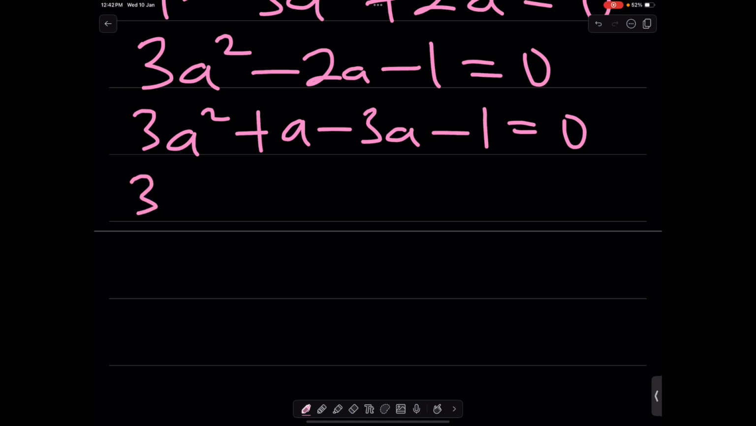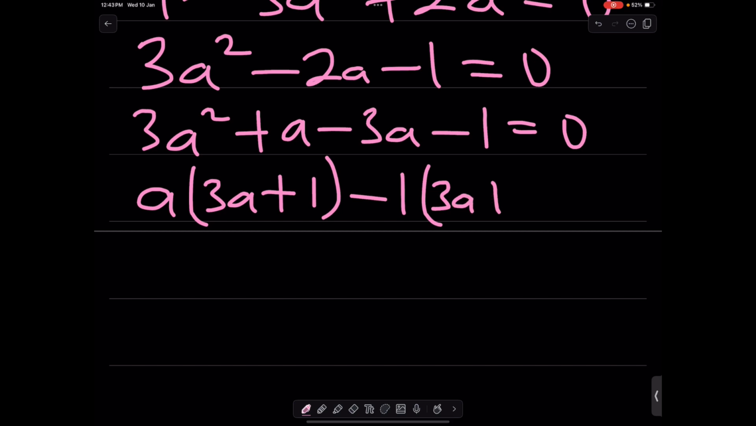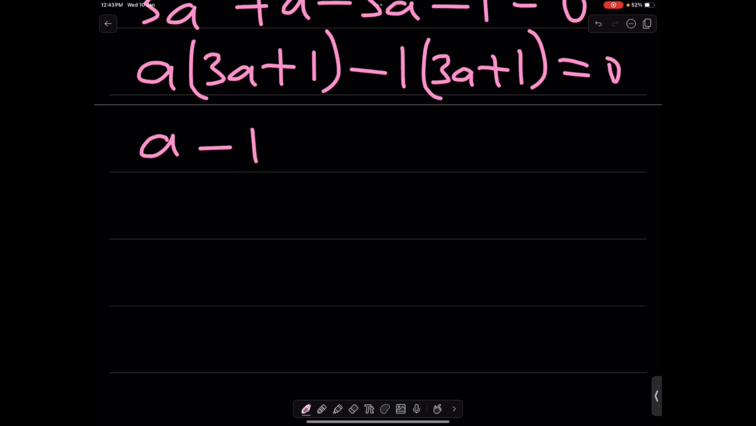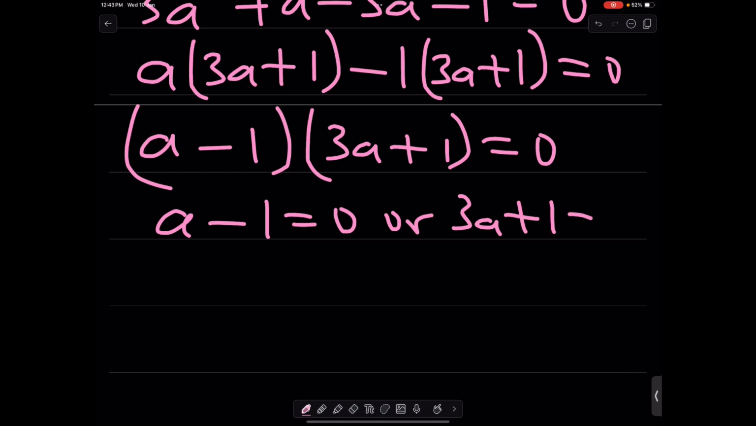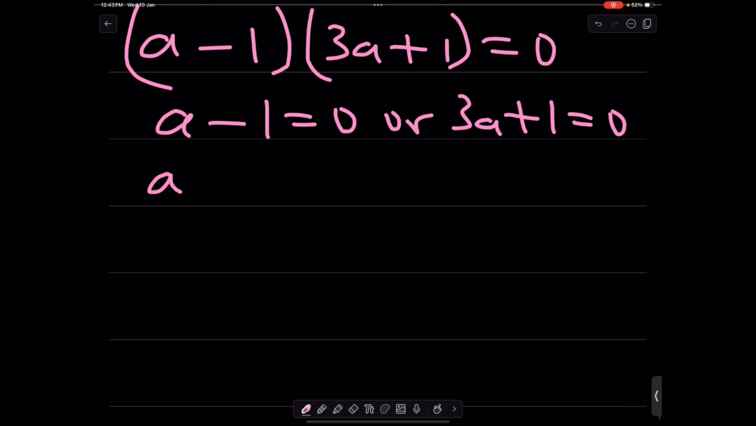So that simply means a is common here: a into brackets 3a plus 1, minus 1 into brackets 3a plus 1 equals 0. And that simply means a minus 1 times 3a plus 1 equals 0, which simply means a minus 1 equals 0, or 3a plus 1 equals 0. And that simply means a equals 1, or a equals minus 1 all over 3.